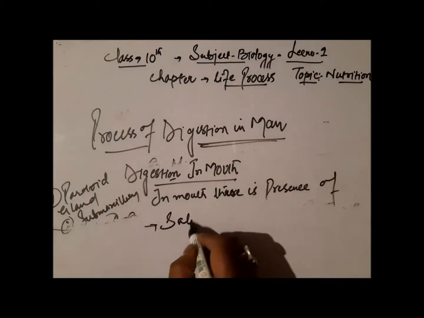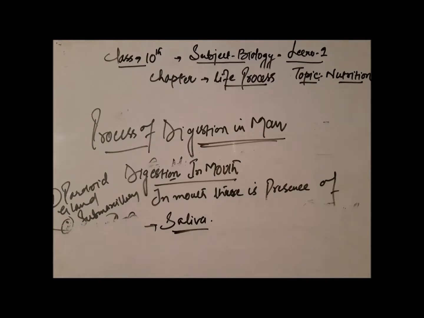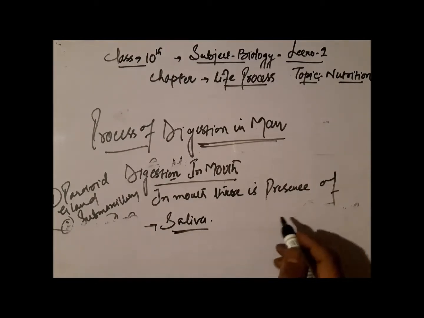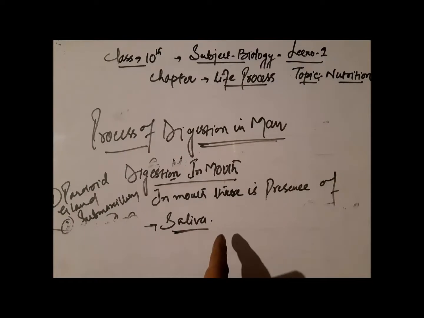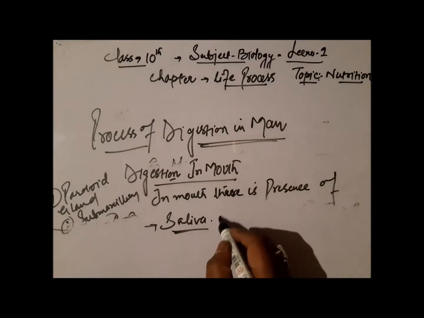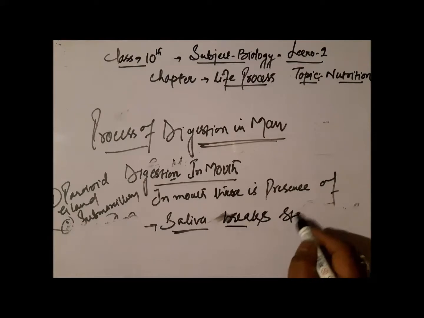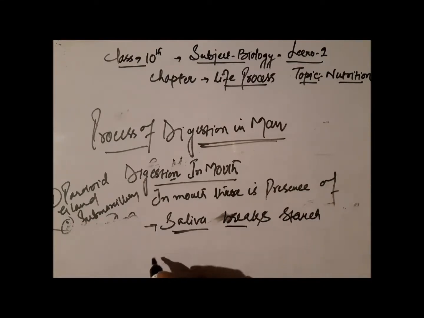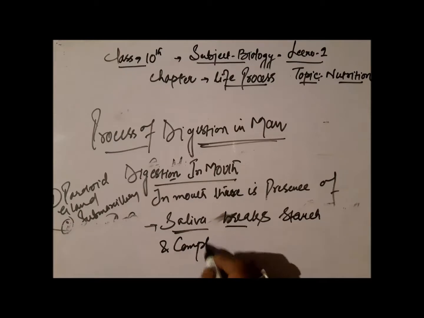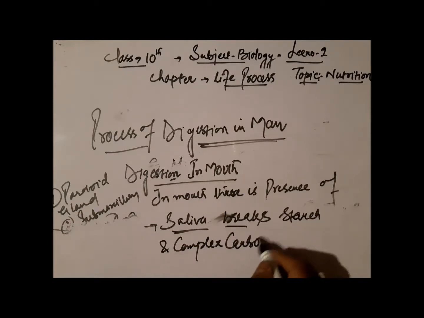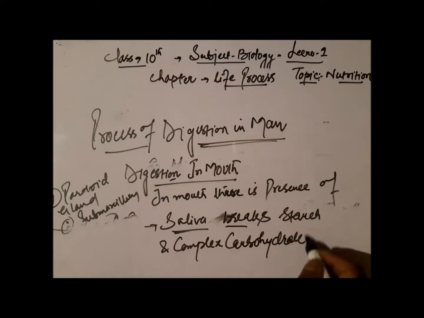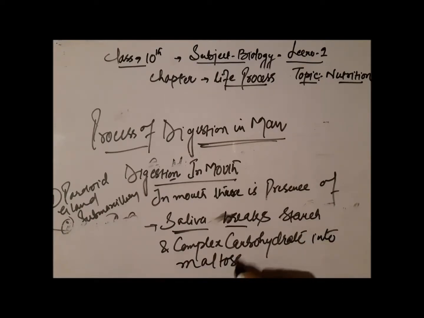So the saliva present in the mouth contains an enzyme called salivary amylase or ptyalin, which breaks starch and complex carbohydrates into maltose, simpler ones.